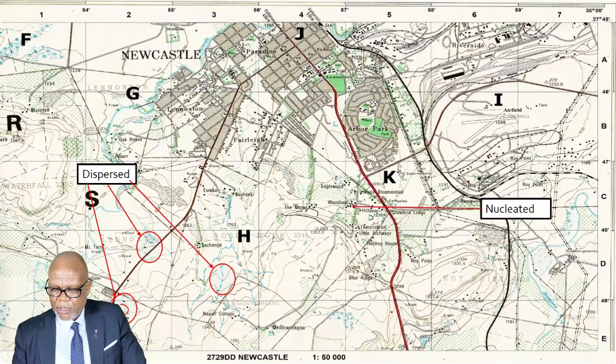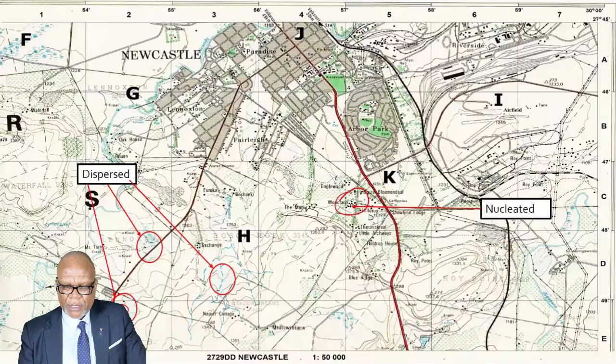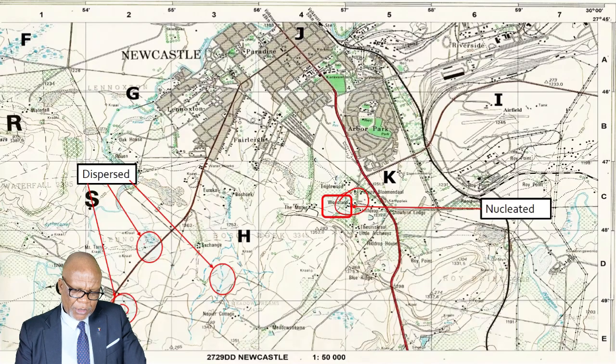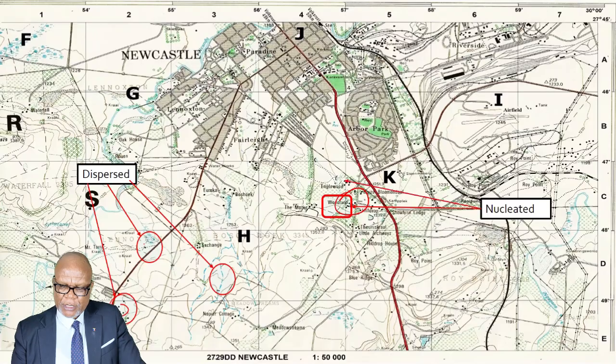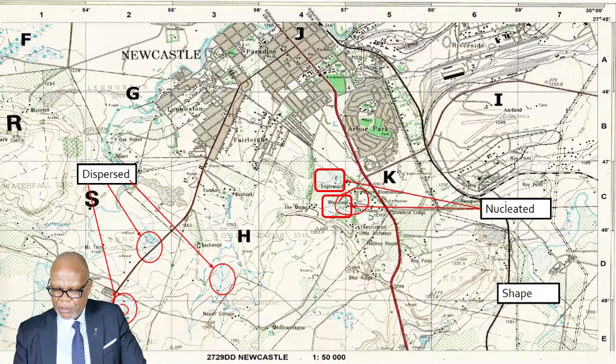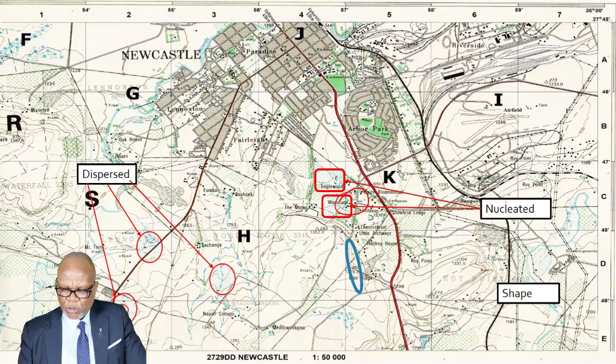Now, looking at the nucleated settlement, you see the houses here are closer to each other. So that's a nucleated settlement. Woodland and Ramti: Ramti has an isolated pattern, but Woodland has a nucleated pattern. This is an example of a nucleated pattern. Now, shape. You can see this settlement is built along the transport route, so it is going to take a linear shape.